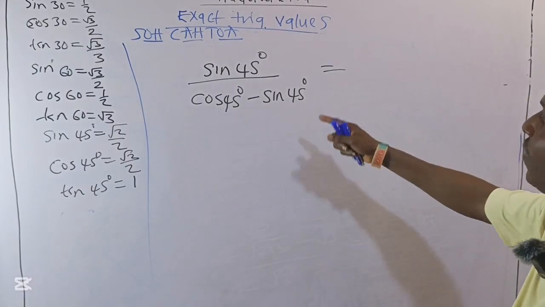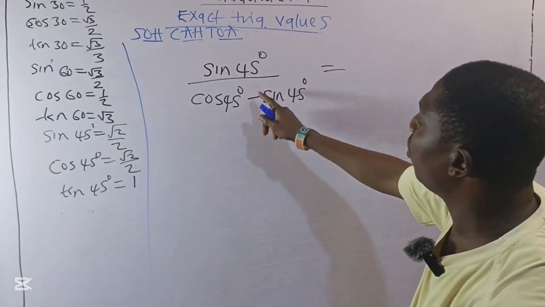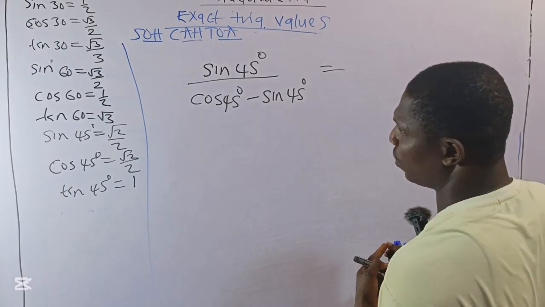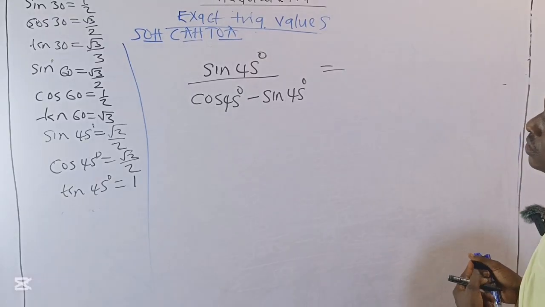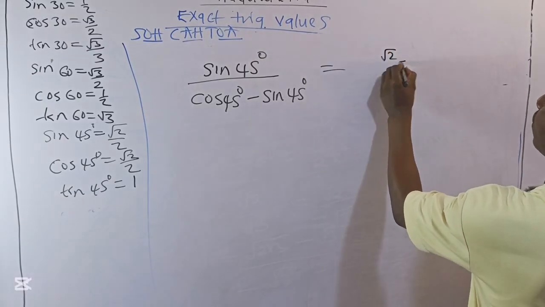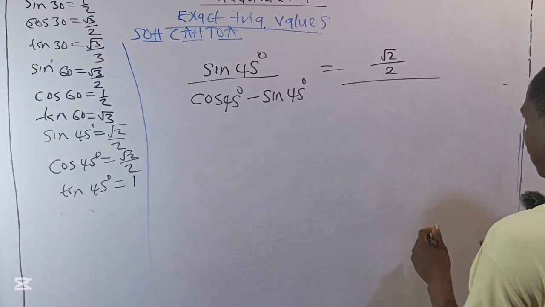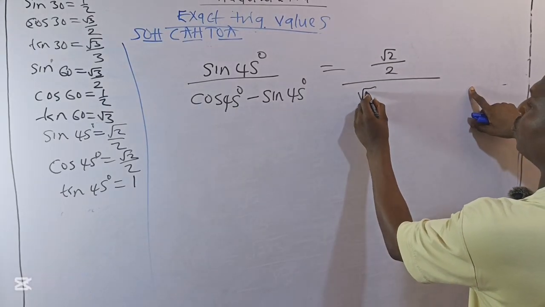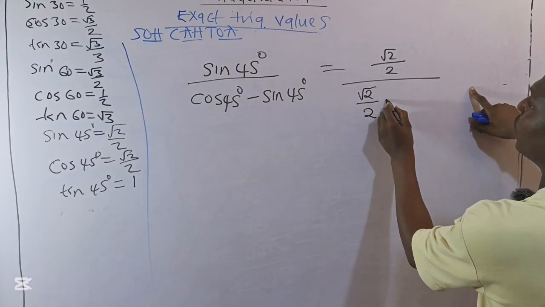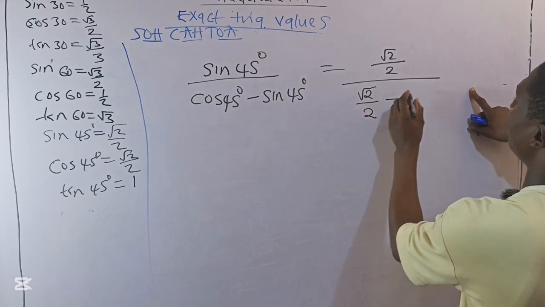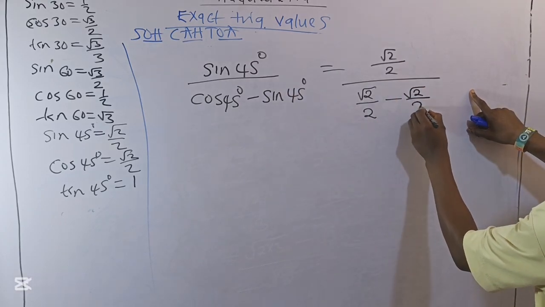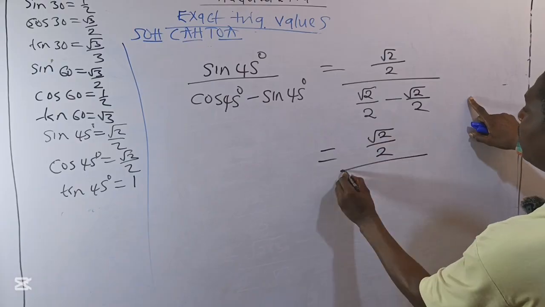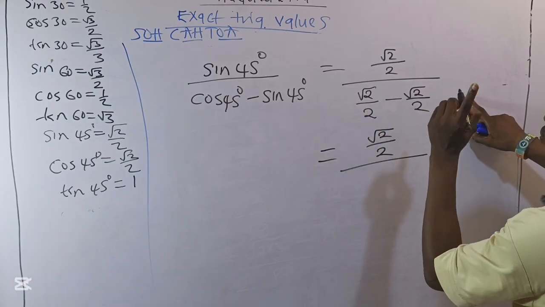So we have sine 45 degree all over cos 45 degree minus sine 45 degree. Our sine 45 is what? Sine 45 is root 2 over 2, divided by cos 45. Also what? Root 2 over what? 2. Minus sine 45, which is again root 2 over what? 2. And we have root 2 over 2 divided by, we'll solve this to give just one value.